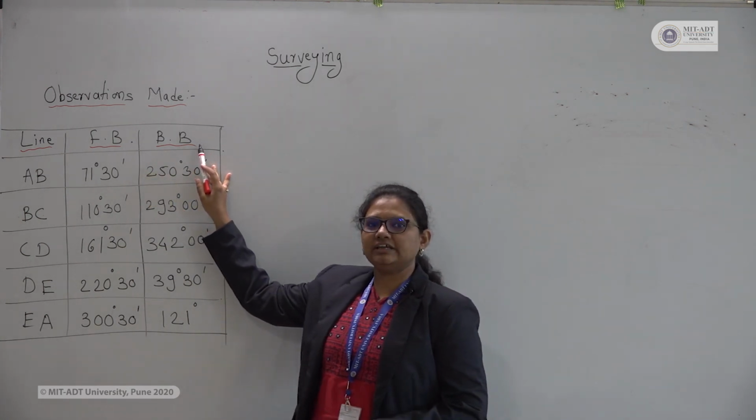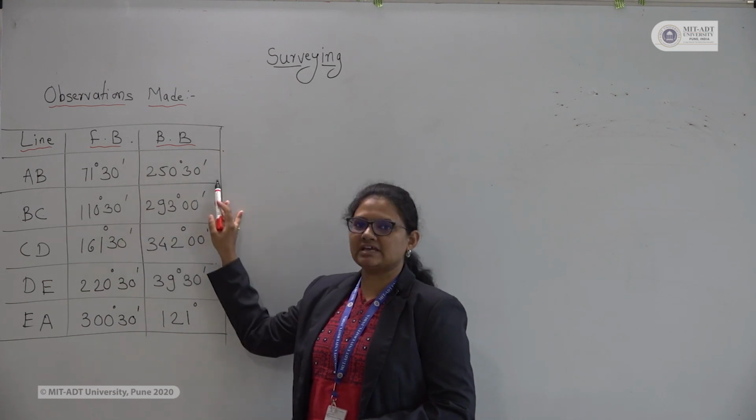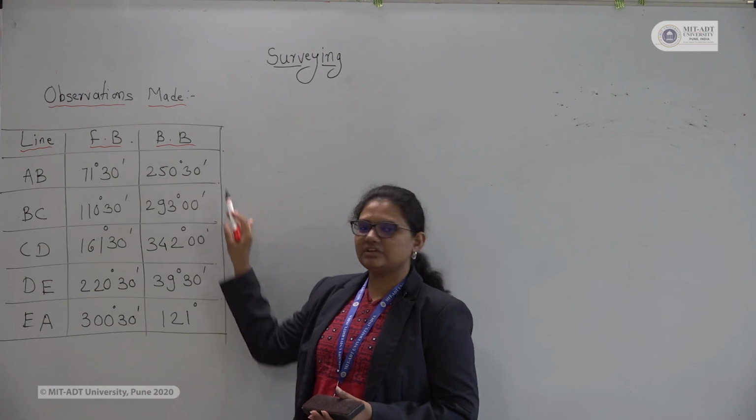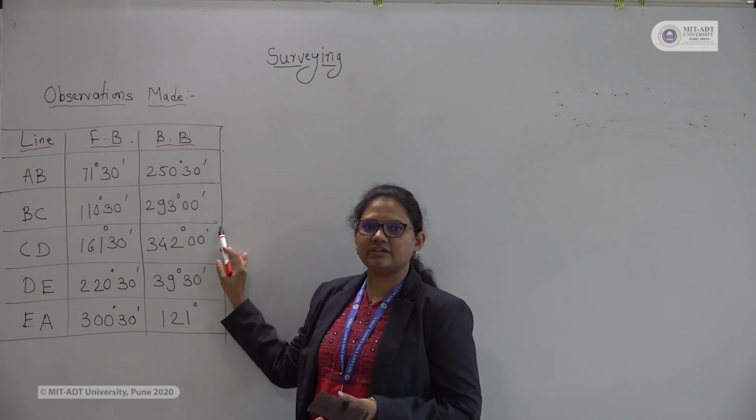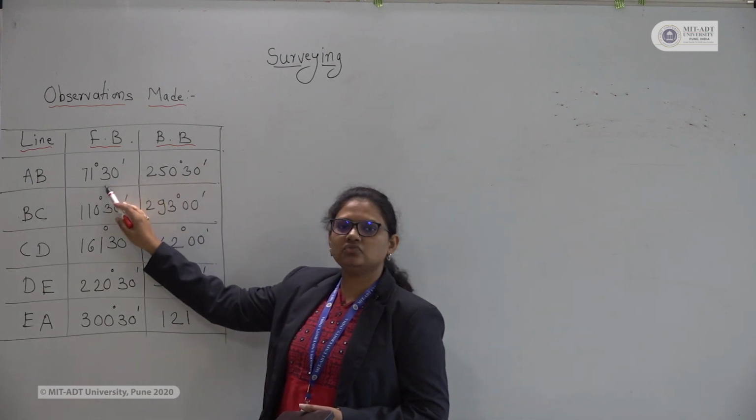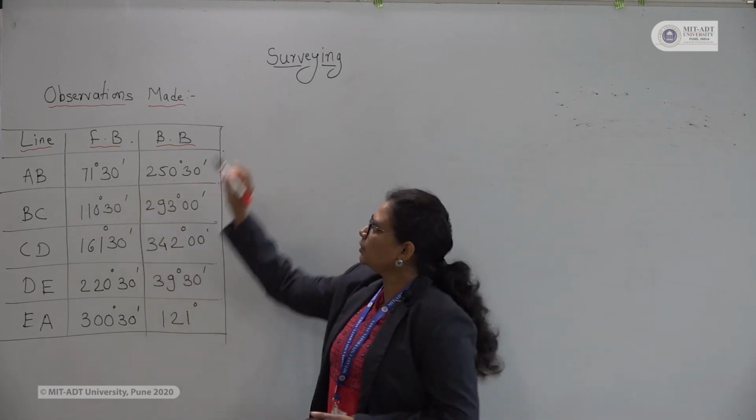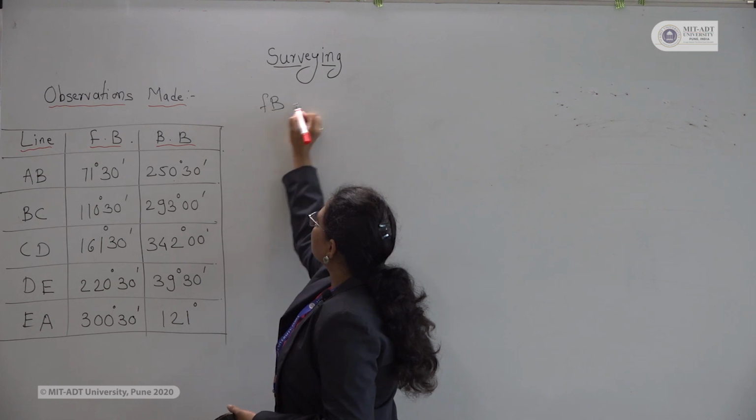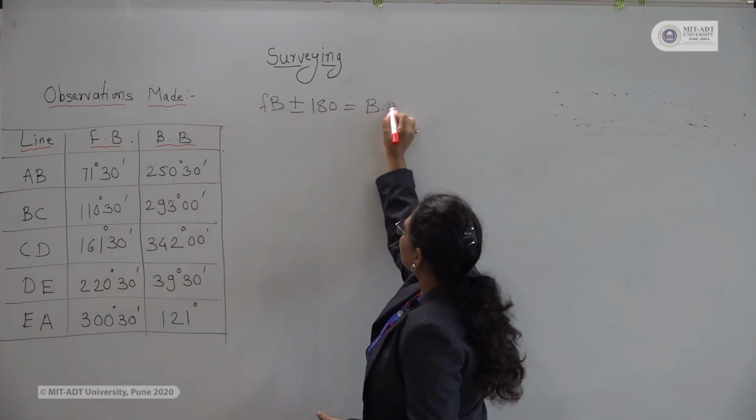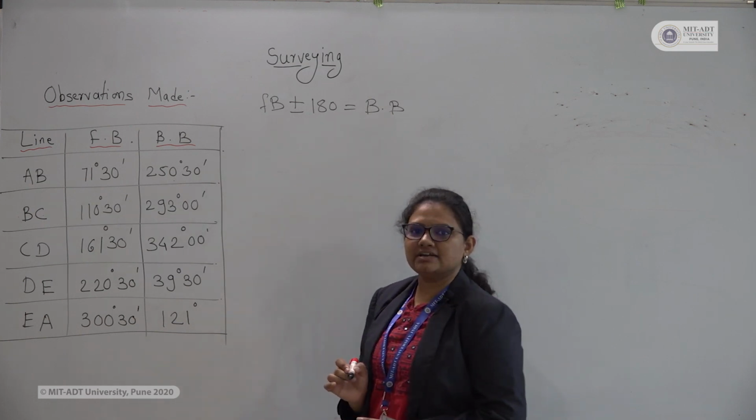Now, to find out the included angle between these different lines, we have to follow some steps. Our first step, while finding the value of the corrected included angle, is to find the difference between the fore bearing and back bearing. As you know, fore bearing plus or minus 180 will be your back bearing. So, this is the standard condition.